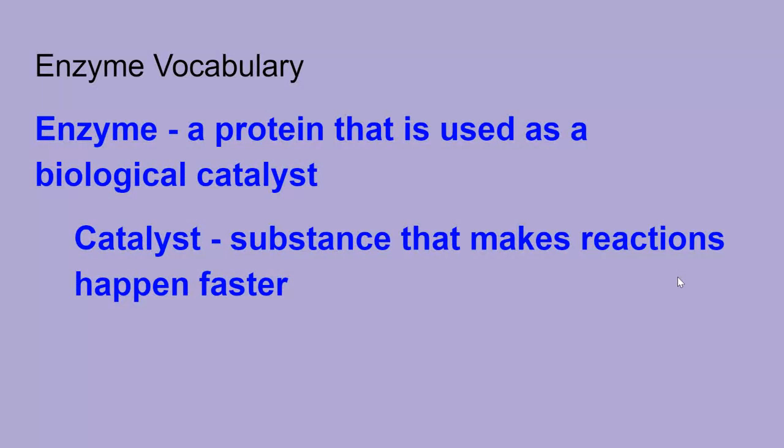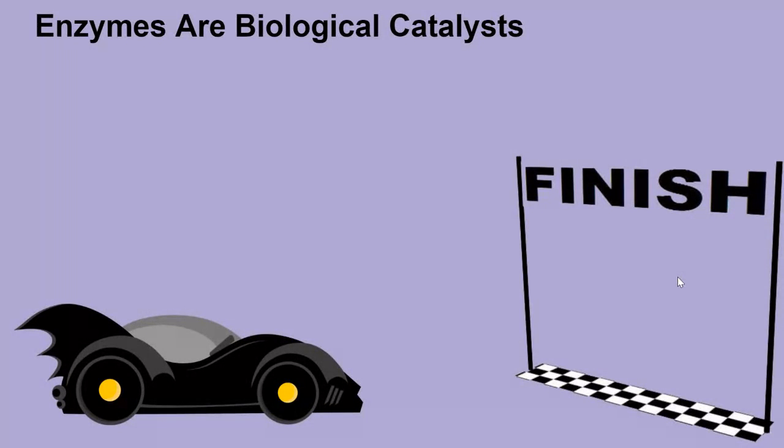Think catalyst. What is that? Well, it's a substance that makes reactions happen faster. So if enzymes are biological catalysts, then enzymes can make reactions happen faster. And you might be like, well, that's kind of interesting, right?